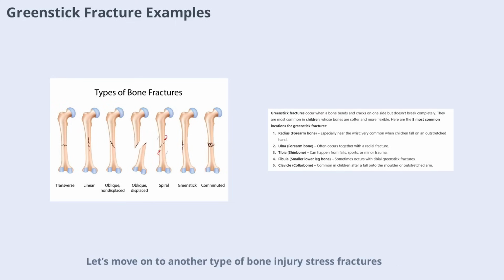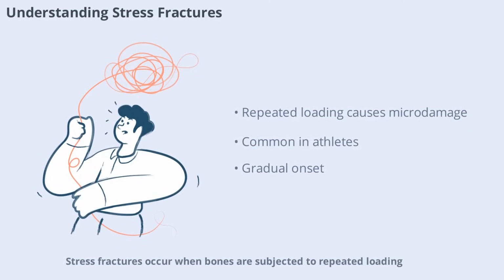Let's move on to another type of bone injury, the stress fracture. Stress fractures occur when bones are subjected to repeated loading, either in magnitude or frequency. Over time, this can cause microdamage within the bone. If the bone doesn't have enough time to repair itself before more stress is applied, these tiny cracks can accumulate and lead to a full-blown stress fracture. This type of injury is common among athletes, military recruits, and anyone who suddenly increases their physical activity. Let's see what stress fractures look like and how they develop.